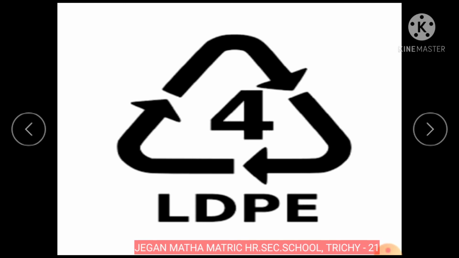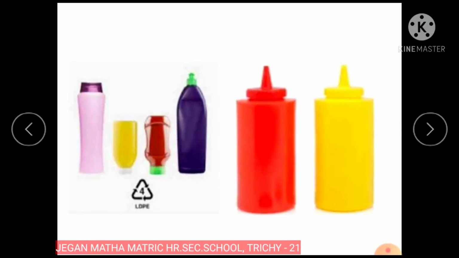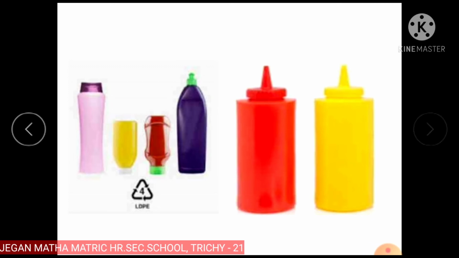Plastic resin code 4, low density polyethylene. Heavy duty socks, artificial grass turf for football. Considered one of the safer plastics. It is very flexible and soft but strong.